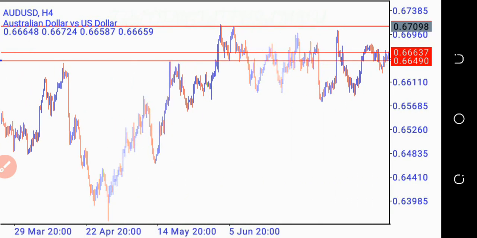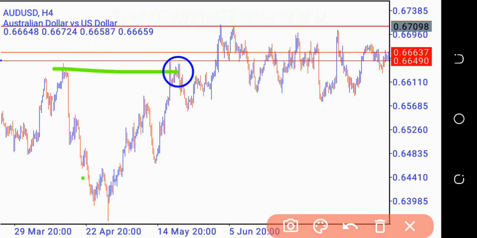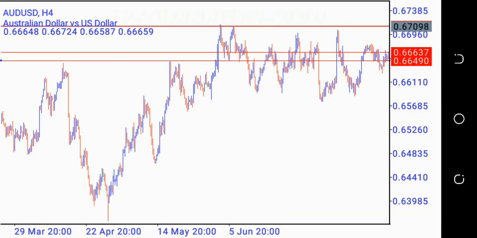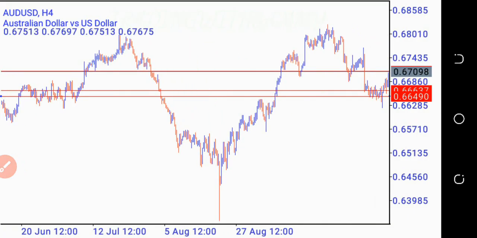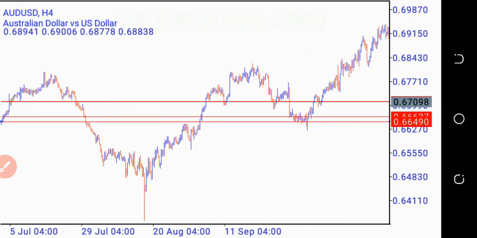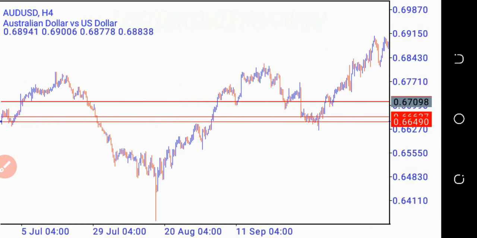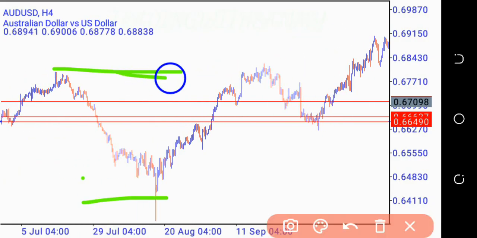Okay, so we have this as our break of structure here, as a change of character. So this is the last low, so let's keep going forward. The price actually did not break below. This was just a liquidity sweep. And what do we have here? We have another break of structure here.